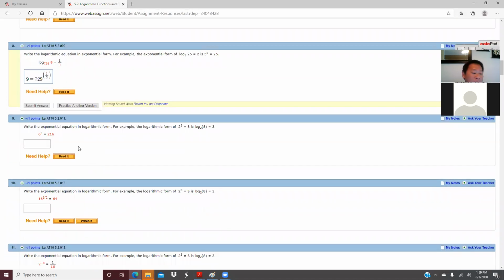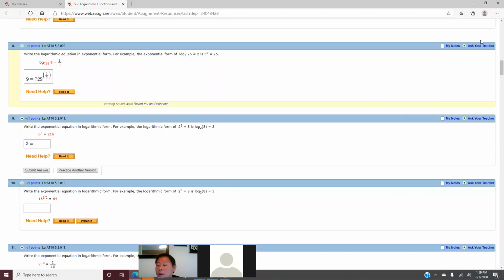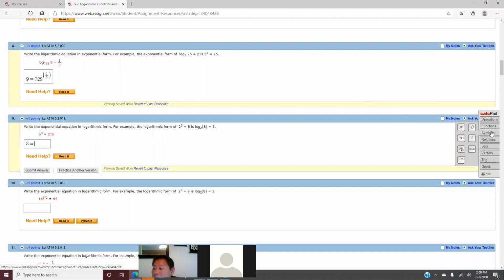Now we do the opposite. I give you the exponents, you give me the log. So you move the base. This 6 is your base. I move it down there. So I will become 3, because the 3 is a power, equals to log base 6. Where's my log friend? So you have to figure out, there you go.